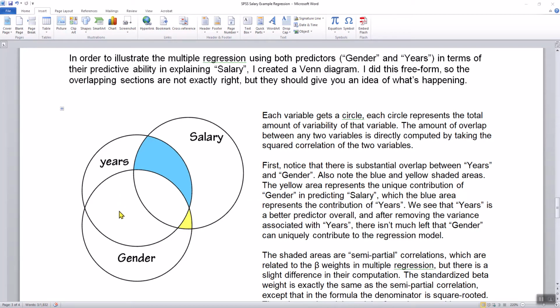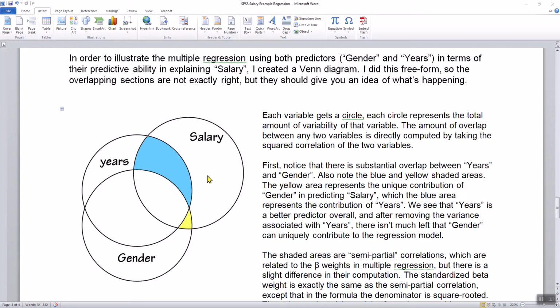The amount of overlap is determinable by using the correlation R and squaring it. That would be the proportion of overlap. So we can see that years and gender overlap, and in fact we determined earlier that males have been with the company longer. And then both of these are the predictors used in the model.